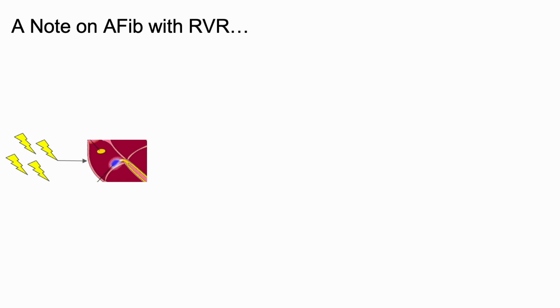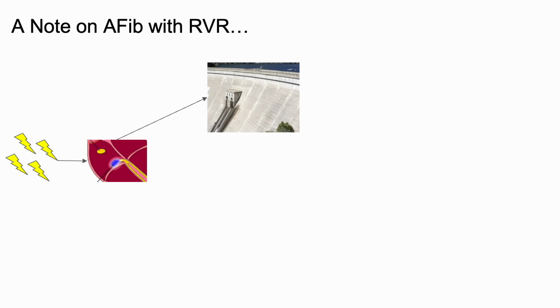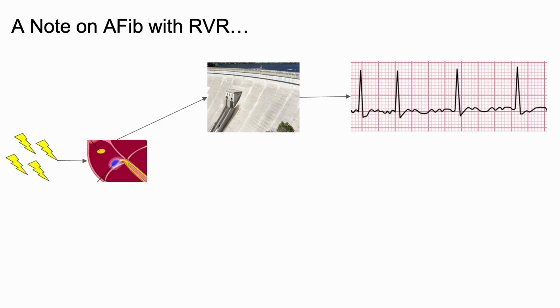So we start out, we have our chaotic fibrillatory impulses which arrive at the AV node. The AV node acts as a good floodgate and filters out many of the impulses which arrive while it's refractory, and then the ventricles only see a few impulses, leading to a relatively normal ventricular rate.